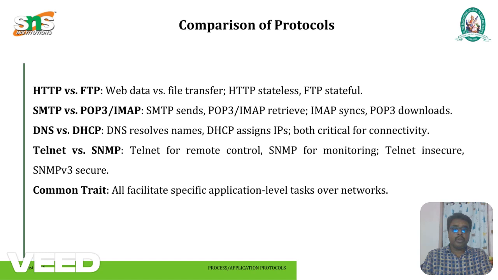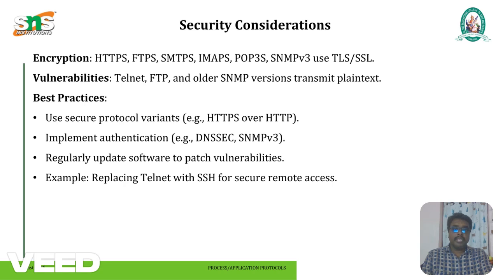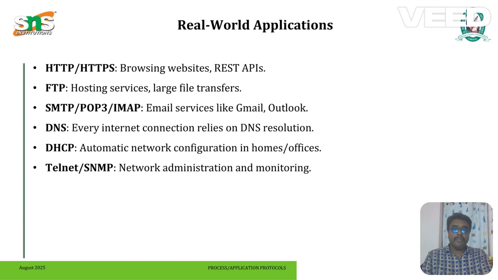So this is about the comparison of protocols. Similar protocols are compared, and we might display their usages and pros and cons. HTTP and FTP are both used for transfer, SMTP with POP or IMAP is used in email, DNS and DHCP are used for resolving domain names and connectivity, and either Telnet or SNMP is used for remote control. For security considerations, different protocols use different mechanisms, and the best practice is to use them in an authenticated way so that unauthorized access is prevented and we use our network in a safer way. In real-world applications, all these protocols are used in different ways based on their usage.